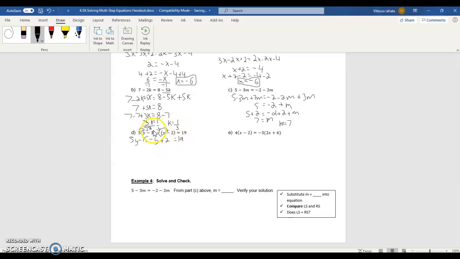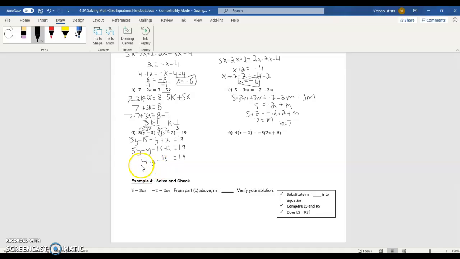And then we can group similar terms and simplify. So we have 5y minus y, minus 15 plus 2, is equal to 19. So that makes it 4y minus 13 is equal to 19. And now you can simply isolate for your variable as you would do any other example that we've done already.